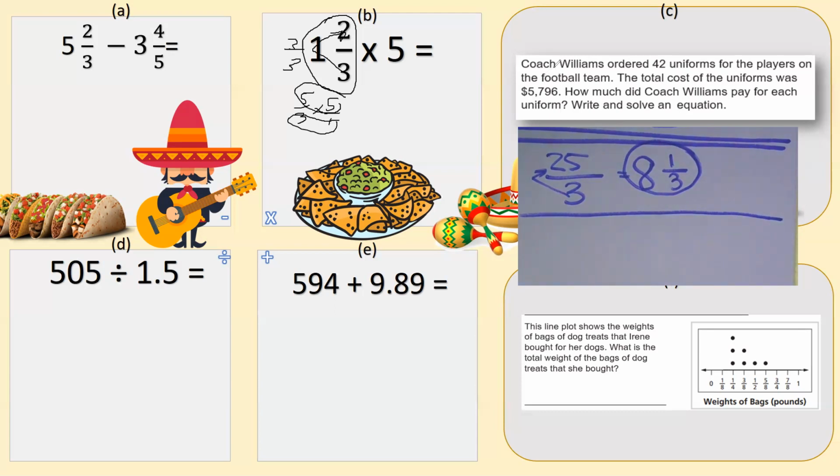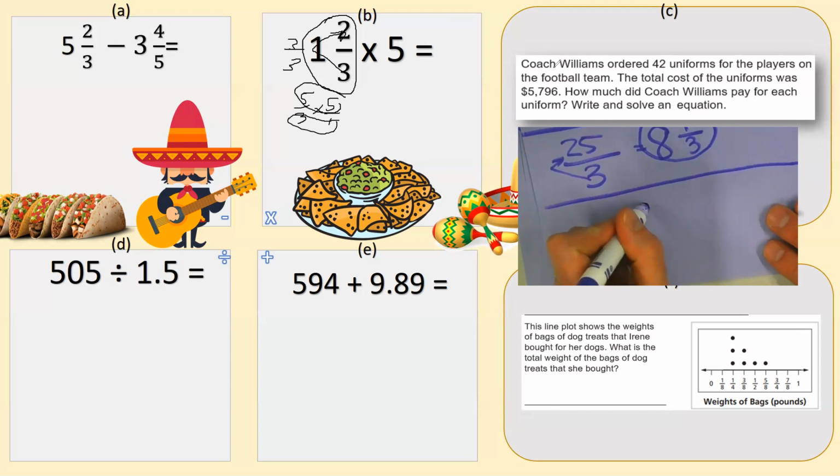Coach Williams ordered 42 uniforms for the players on the football team. The total cost of the uniforms is $5,796. How much did Coach Williams pay for each uniform? Well, we have a total of $5,796.